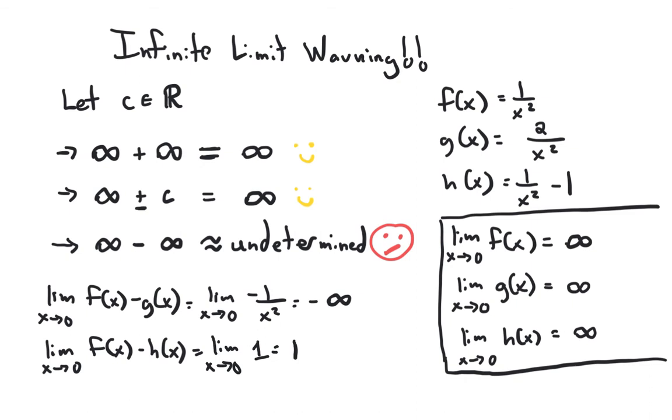And finally, let's do something where we get positive infinity. I'm going to erase this guy here to make a little bit of room. So we get the limit. Let's do g of x minus h of x. So here we're going to get 2 over x squared minus 1 over x squared minus 1.